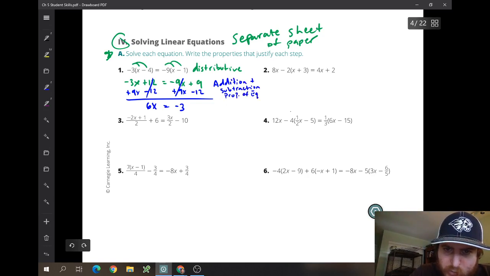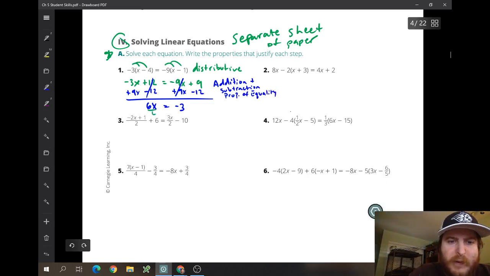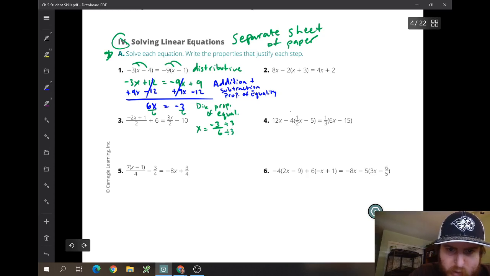I do want you to write out properties of equality. I know it's a lot, but you only have 6 questions. Then we'll divide by 6, right? So this was the division property of equality. If you want to abbreviate like that, you can. And so then we get x equals negative 3 over 6, which we can simplify by dividing both sides by 3. So we get x equals negative 1/2.